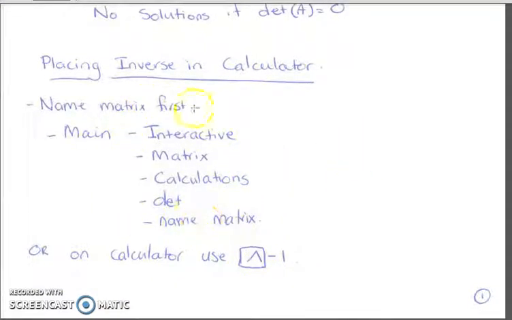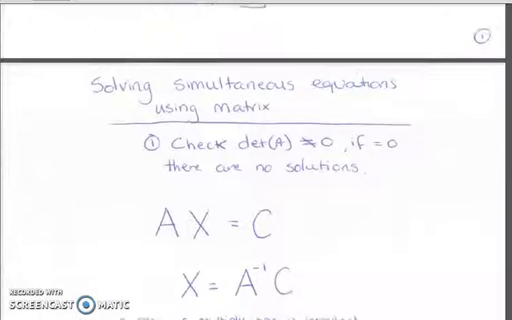We can place an inverse matrix into our calculator. There's a whole function here to get it into your calculator, or a really quick, easy way is just to put it to the power of -1. So you can go through this, but it takes a long time. My advice is just to put it to the power of -1, because that's what inverse is: to the power of -1.